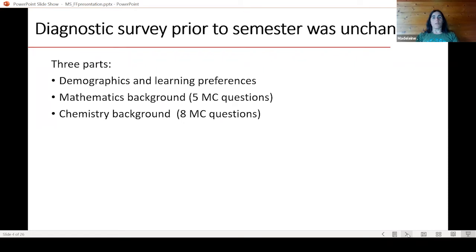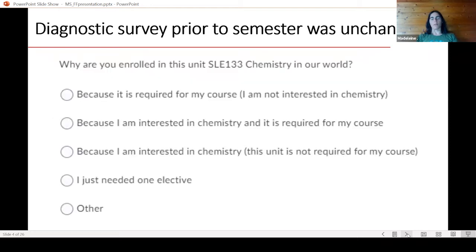So we were fortunate because prior to COVID, before anyone even knew it was going to happen, for many years, I have used diagnostic surveys to profile my students at the start of semester. So the survey instrument asks them some demographic questions about their background, about their learning preferences. Then I ask them some maths questions, and I ask them some chemistry questions. And I have ethical approval from my institution to run this survey and to correlate the outcomes with the students' performance and their final outcome in the unit.